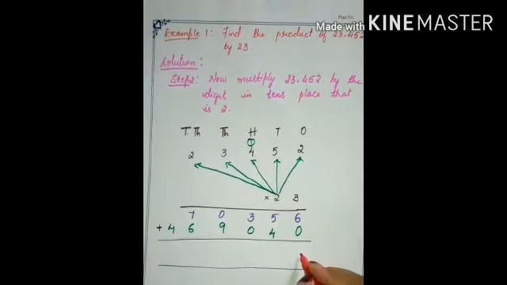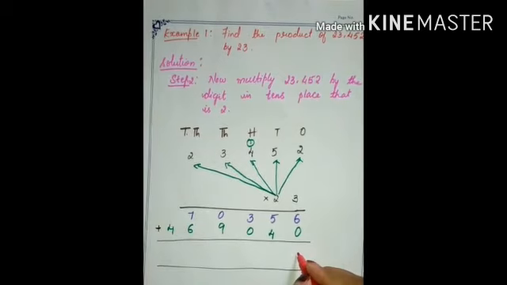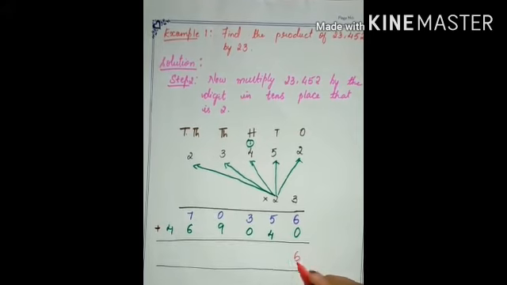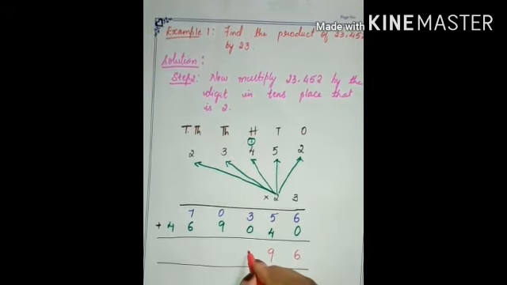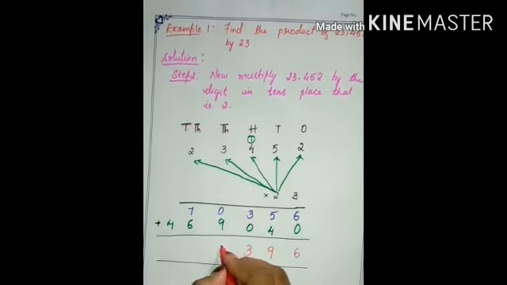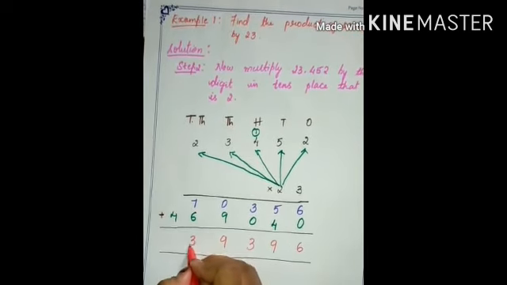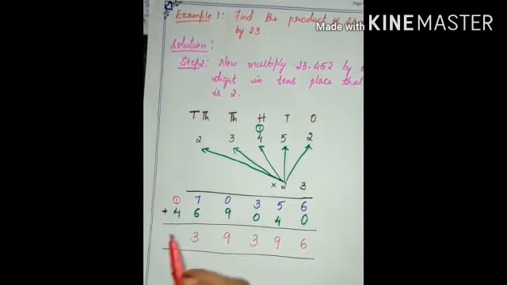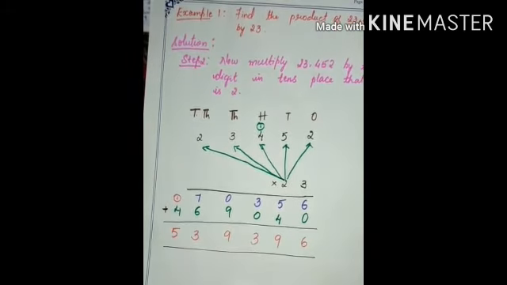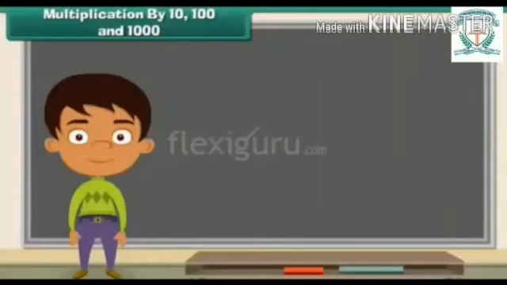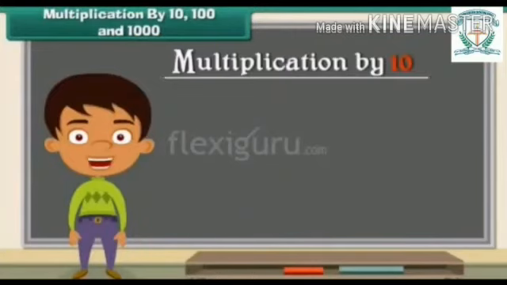Step 3. Now add both the numbers for the product to be obtained, that is 70,356 plus 4,69,040 to get the answer, which is equal to 5,39,396. Next, we shall move with multiplication by 10, 100 and 1000.